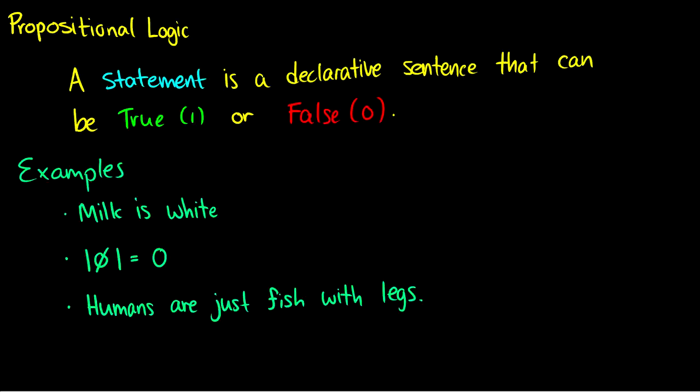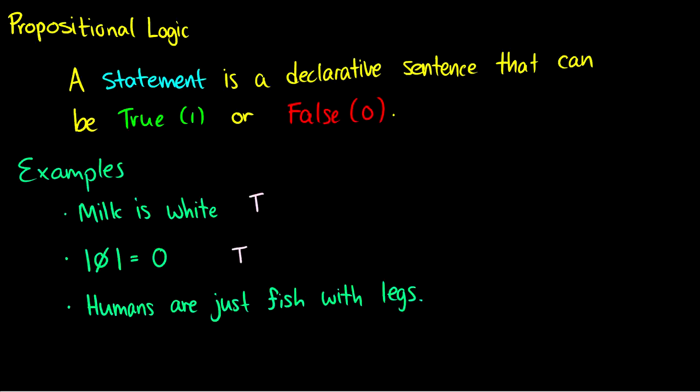This ties very closely to Boolean logic. In philosophy courses, you may see T's and F's instead of 1s and 0s. I'll be defining T and F a little bit differently later, but for now just keep true as 1 and false as 0 in mind. Some examples of statements would be: milk is white, and this can be true or false. For the most part, it is true, but chocolate milk is brown, so that might not be white. Second example, the cardinality of the empty set is equal to 0. That is also true, so that is a statement.